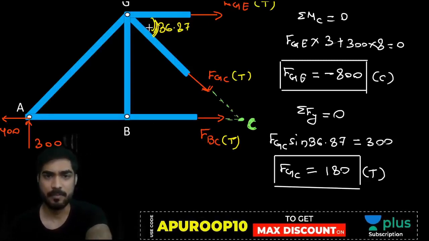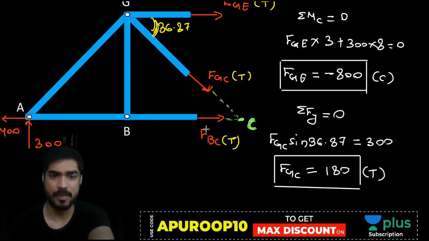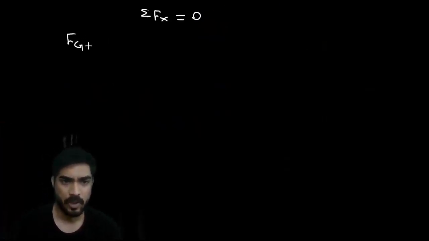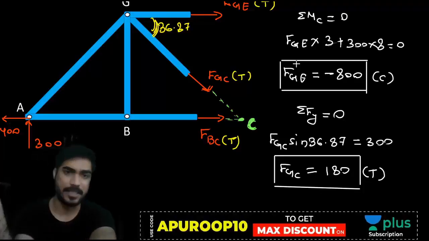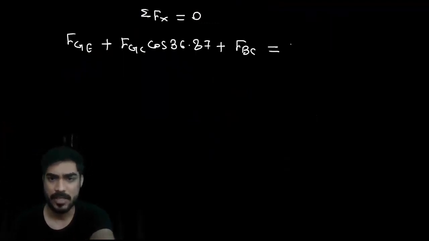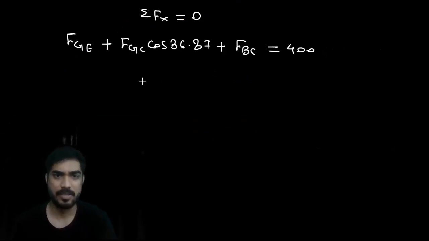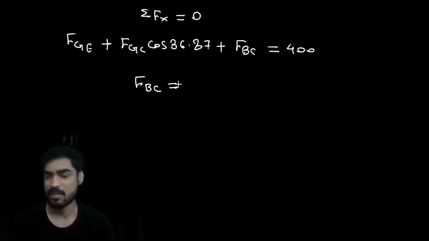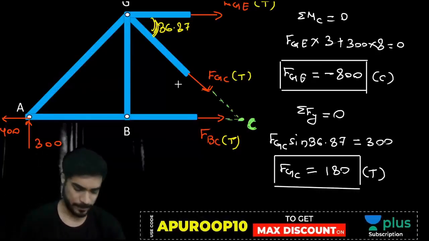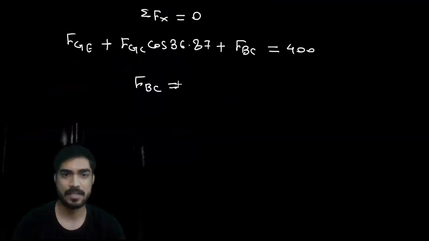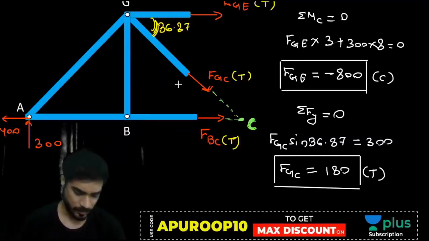FGE plus FGC cos 36.87 plus FBC equals 400. All these three are in plus x direction, right? And this 400 is in minus x direction. So from here you will get FBC. FBC equals 400 minus FGE, which means plus 800, minus minus becomes plus, minus 180 cos 36.87.